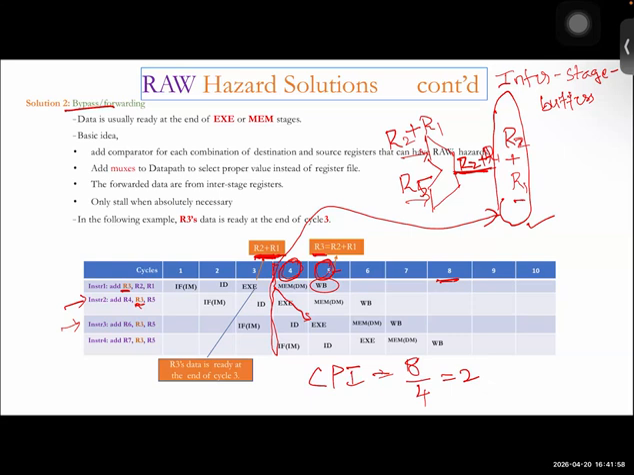So for that, bypass and forwarding, the interstage buffer is used to improve the performance of a processor by reducing the execution time. In the previous one, if it is stalled, it takes 10 cycles. If introducing an interstage buffer, it took only 8 cycles. So this is the second solution of read after write hazard.